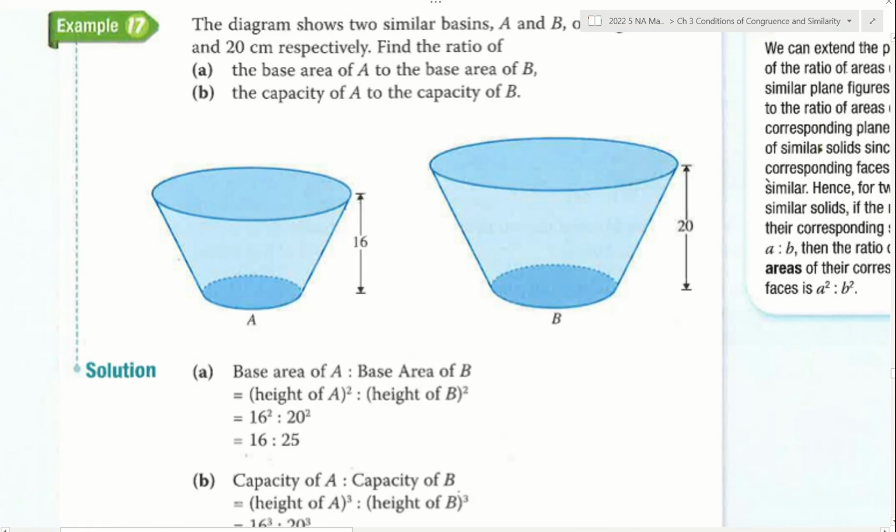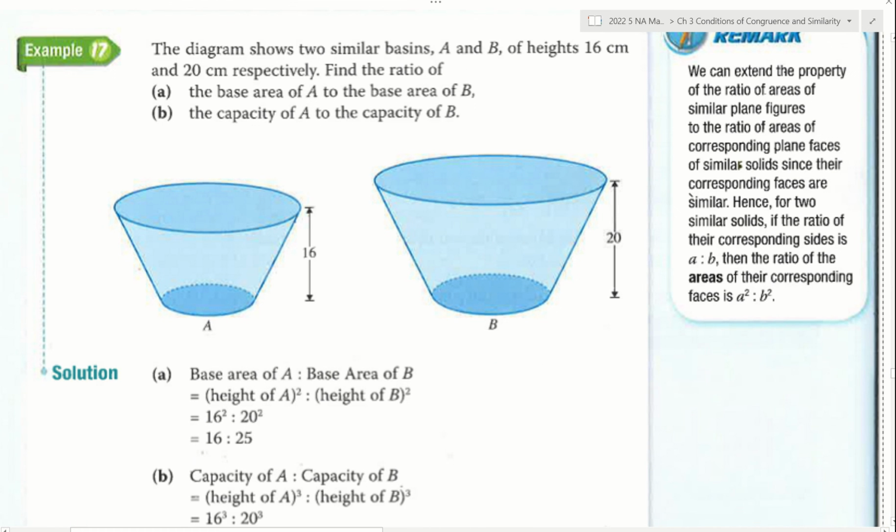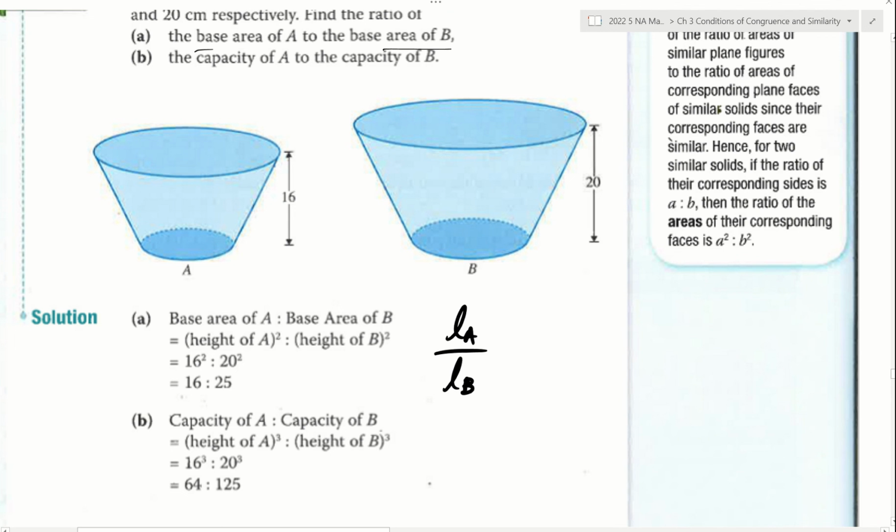Okay, then just one quick worked example. We got two similar basins, height 16 cm, 20 cm respectively. No other lengths given to you. Find ratio of base area A to area B. So 16 to 20, right? Length A over length B. This is another presentation you can use. Since we have diagram A and diagram B, I call it length A divided by length B. I get 16 over 20. Simplify it. Divide by 4, 4 over 5.